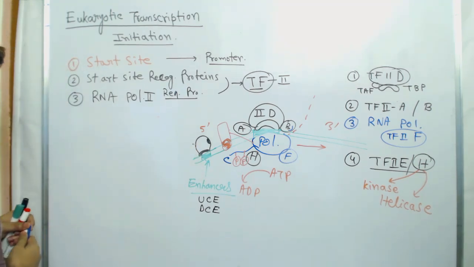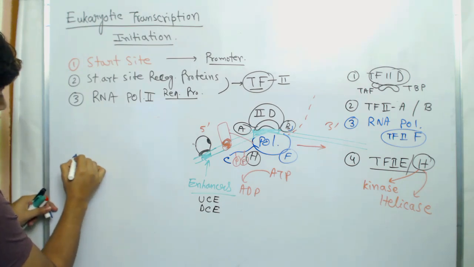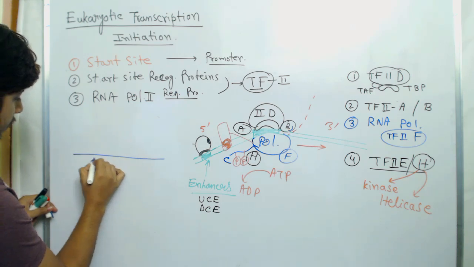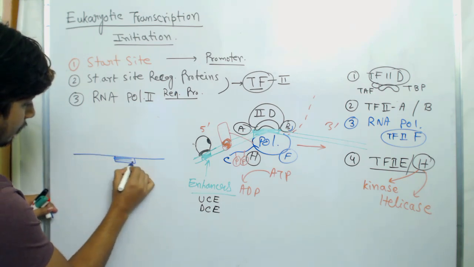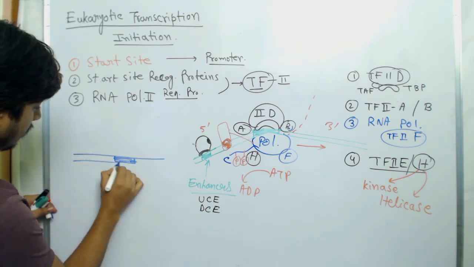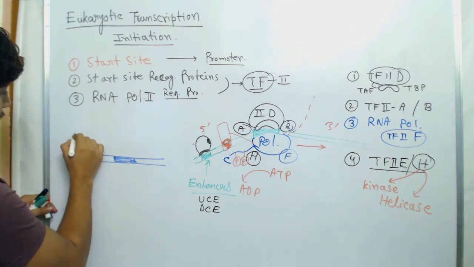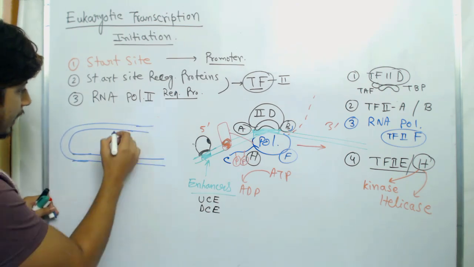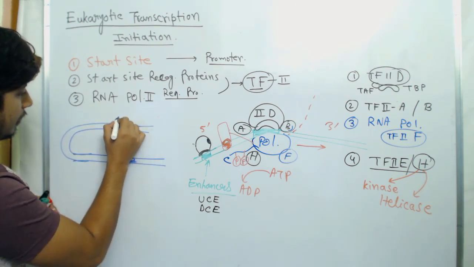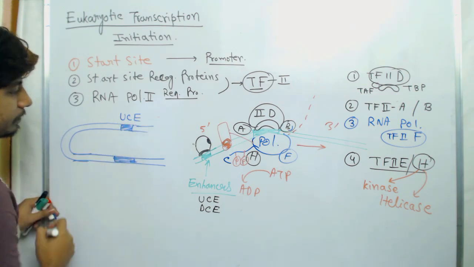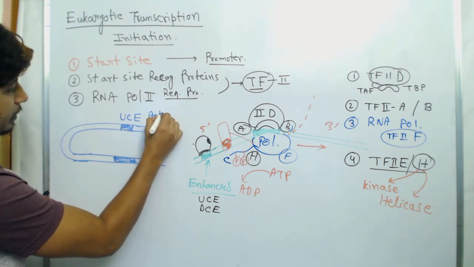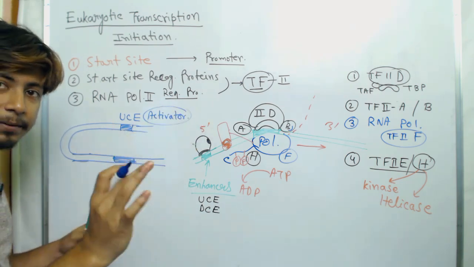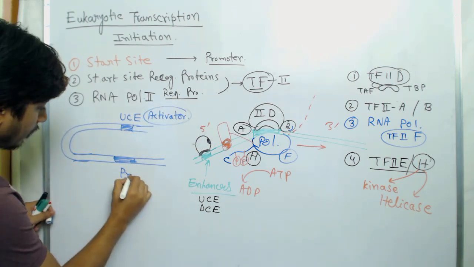So let's say this is the DNA. Say this is the region of the promoter. Okay, and it can form a loop like this. And let's say this is the upstream control element, or what we can say activator. Okay, activator element. This is the promoter.